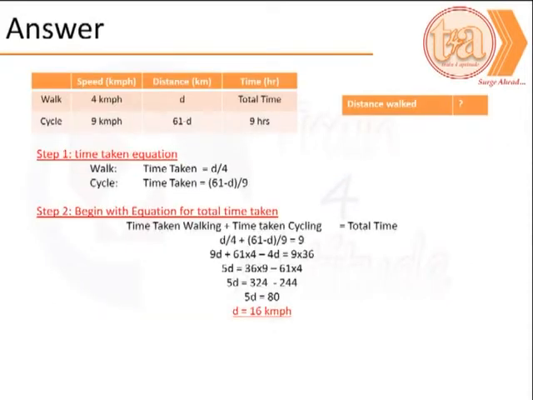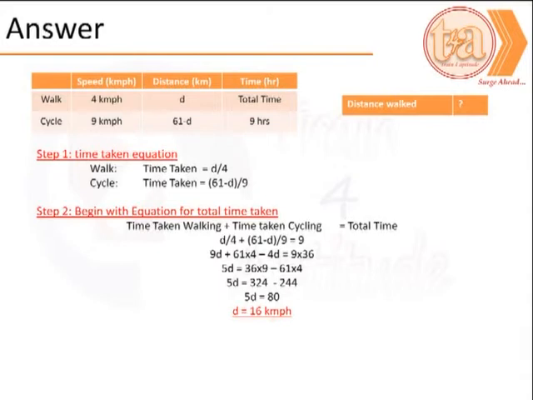To solve the problem, we begin by filling the matrix with the information that is given to us. We need to find the distance that is covered walking. Let us first frame the equations for the time taken both by walk and by cycle. Time taken to walk is d, that is the distance walked, divided by the speed, that is 4. The remaining part of the distance, that is 61 minus d, is covered by cycle at 9 kilometers per hour. Therefore, the time taken is (61 minus d) by 9.